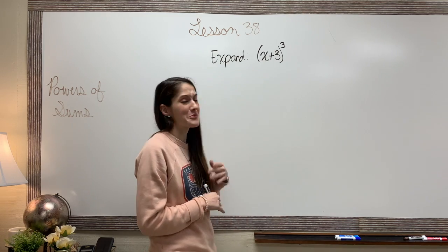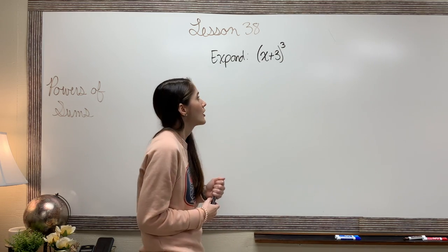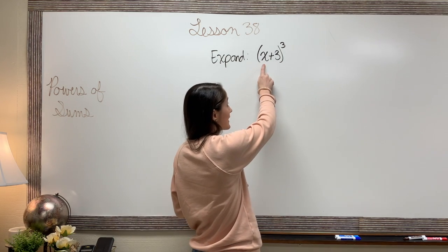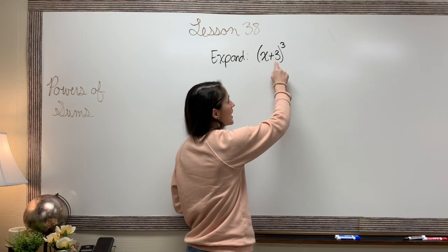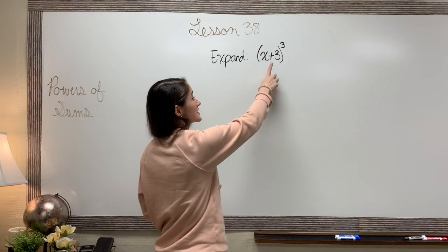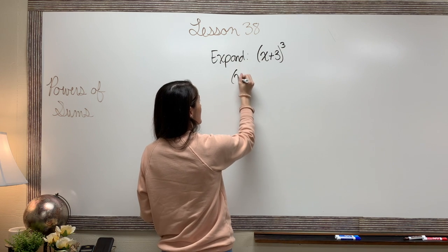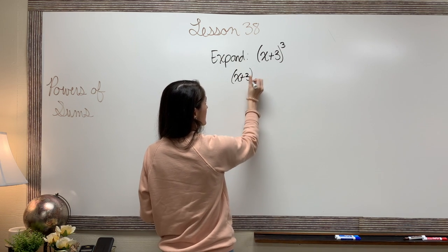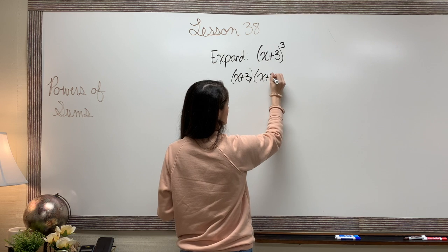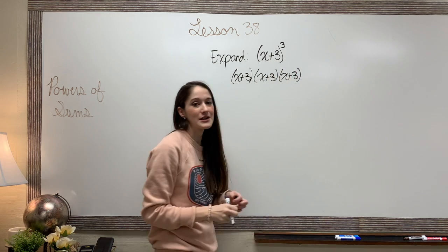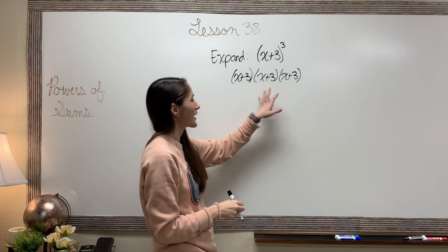So the big thing to remember with this is we're just distributing. We can't use the powers theorem, or I can just multiply x times x times x because it's cubed, and then 3 cubed as well, because these are being added. So what this is actually saying is this is x plus 3 times x plus 3 times x plus 3. And what we're going to need to do is multiply all of these out.